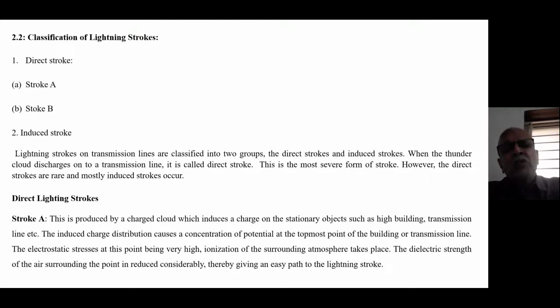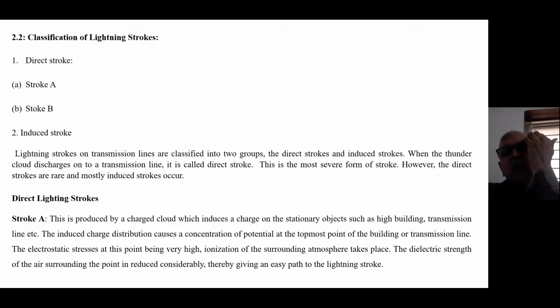Many physicists have done quite a lot of research work, but we need not go into this because we are application engineers, so we do not go into theory. But if the cloud is positively charged, then it will induce negative charge on the ground, on the transmission line, on any grounded object, right? That is the induced stroke. So what is stroke A? Stroke type A, that we have already explained, comes in a stepped way and then it will go in a repeated way.